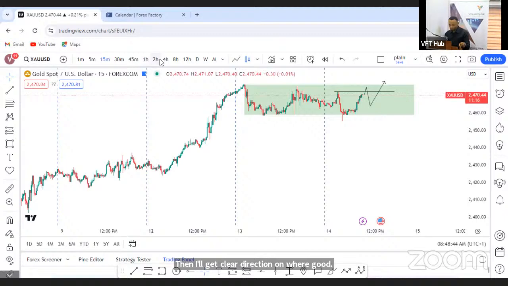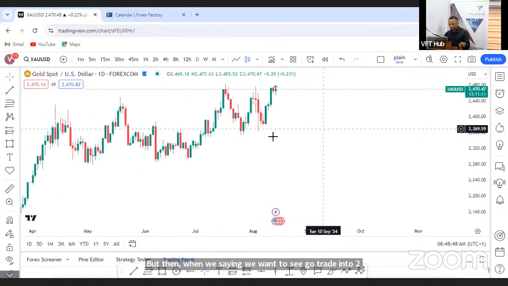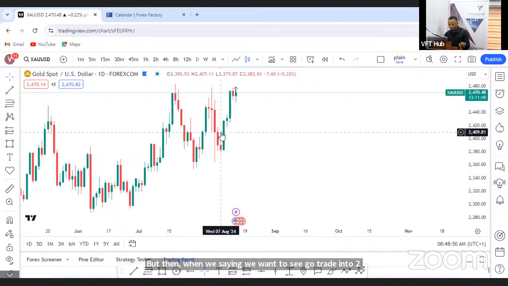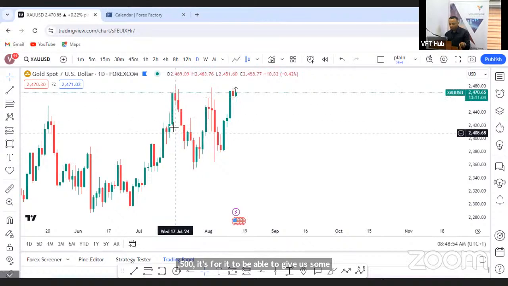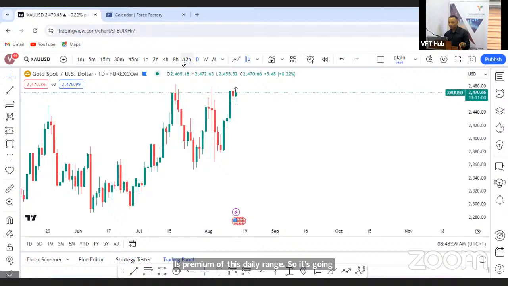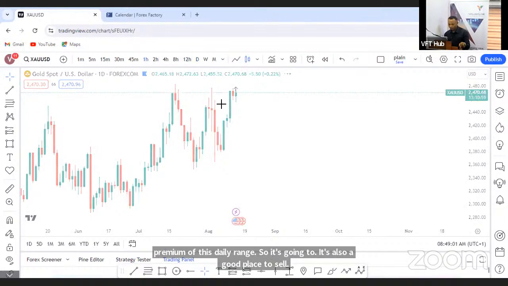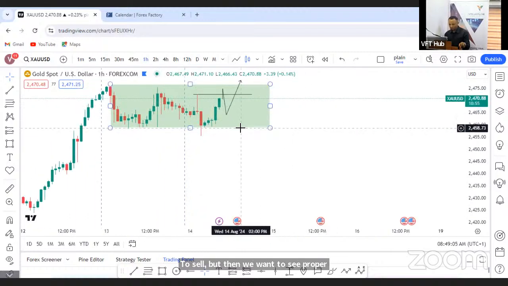Okay. But then when we're saying we want to see gold trade into 2,500 price point, it's for it to be able to give us some decent retracement. I know where price currently is, it's in the premium of this daily range. So it's also a good place to sell. But then we want to see proper market structure that is going to initiate that sell.